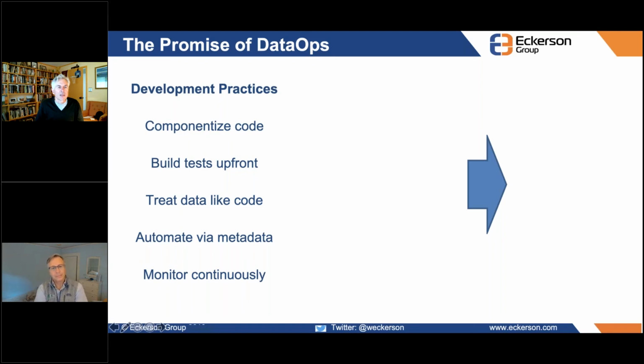And then finally, when we do automate, we want to monitor continuously using the tests we built in development, as well as additional tests, or using observability tools to understand any anomalies that might be occurring in the data itself, in the code, or in the systems supporting both of those things. So to me, those are the fundamental development practices that you want to develop with DataOps.